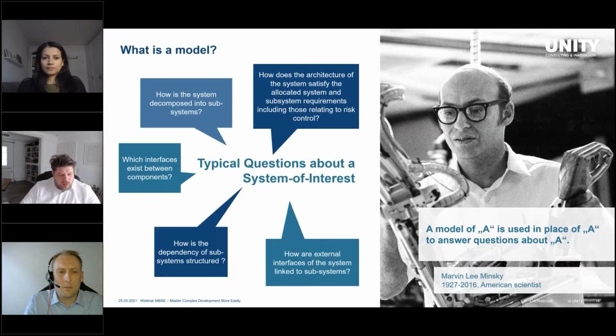So what is a model essentially? Well, I'd like to direct your attention to the right side of the slide. A model of A is used in place of A to answer questions about A. Nothing less and nothing more than that. A model is an abstraction of reality. If the model were reality, there'd be no sense in having a model; then you could look at reality, right? A model is used to abstract reality away a little bit.